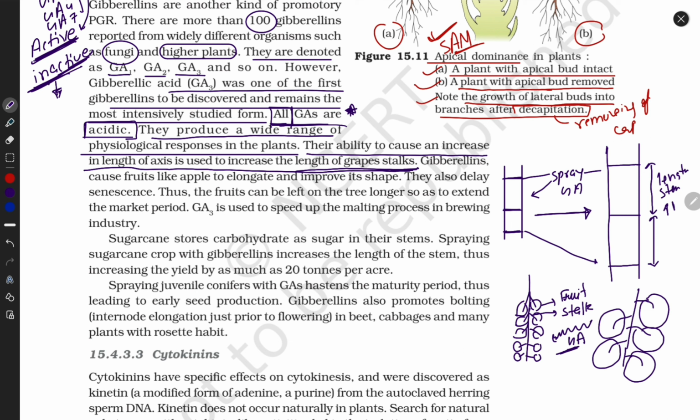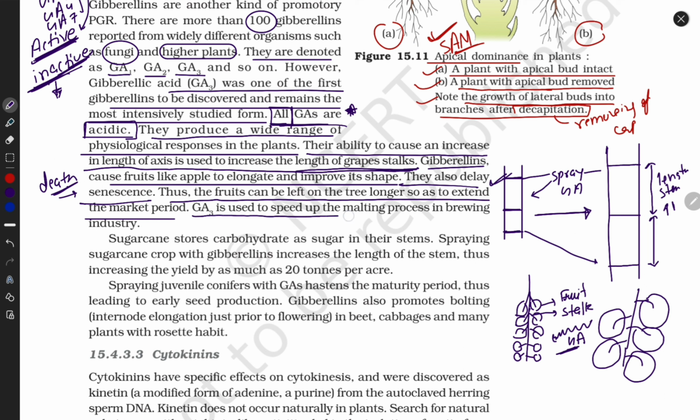So farmers in agriculture use this acid. Gibberellins cause fruits like apple to elongate and improve its shape. After spraying, apples can improve their size and they elongate fast. They also delay senescence, meaning death. They delay the plant's death. Auxin also delays plant death. Thus, the fruit can be left on the tree longer so as to extend the market period. So we can preserve the fruits because they do not ripen soon.